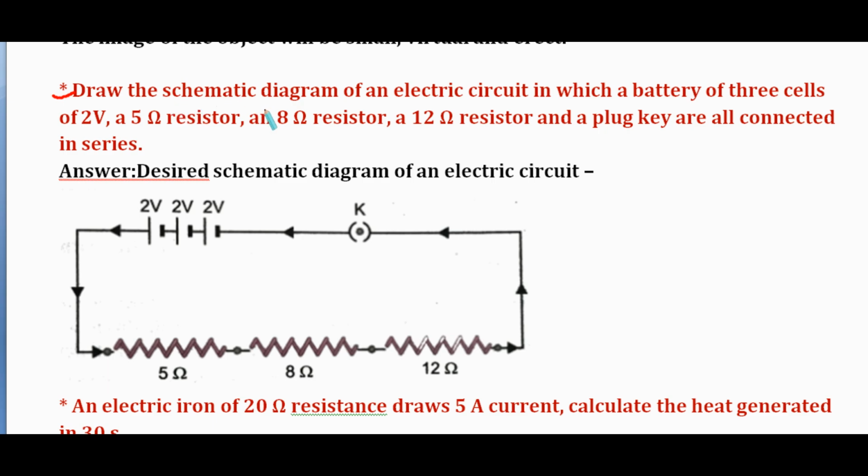Now the question: draw the schematic diagram of an electric circuit in which a battery of 3 cells of 2 volt, a 5 ohm resistor, 8 ohm resistor, 12 ohm resistor and plug key are all connected in series. These are the batteries of 2 volts and the number of batteries is 3. So this is plus and this is minus. This is the plug key and this is 5 ohm, 8 ohm and 12 ohm, all connected in series. So it is the desired schematic diagram of the electrical circuit.